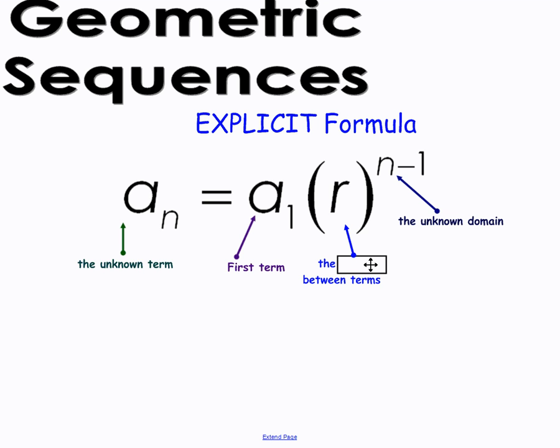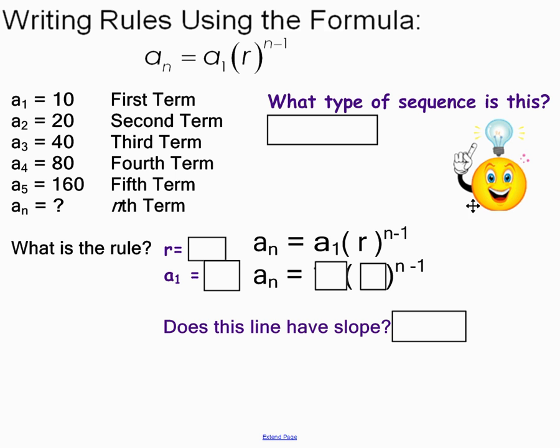In this case, r is the ratio. This is a sequence where we are multiplying or dividing to get to the next term. Arithmetic was adding and subtraction. Geometric is multiplying and dividing. So, let's write a rule.